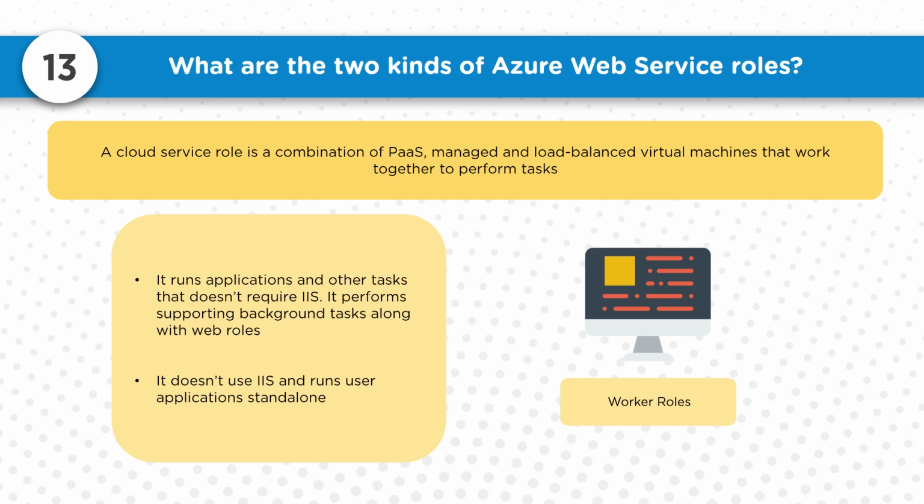The worker roles are mainly used to perform supporting background processes along with web roles and do tasks automatically, such as compressing or uploading images, running scripts, making changes in the database, getting new messages from the queue and processing them, and a lot more. The work or applications that do not require IIS, that's what the worker role does.